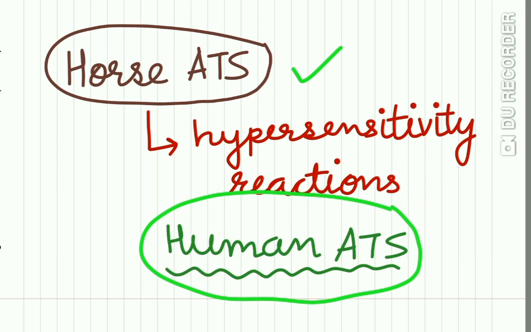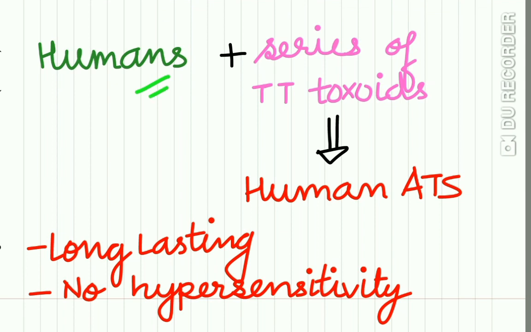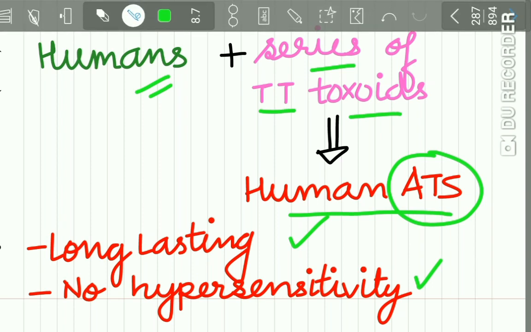So, to avoid these hypersensitivity reactions, human anti-tetanus sera are produced, in which the humans are injected with a series of tetanus toxoids to form human ATS, and the action caused by this human ATS is long lasting and there is no hypersensitivity.